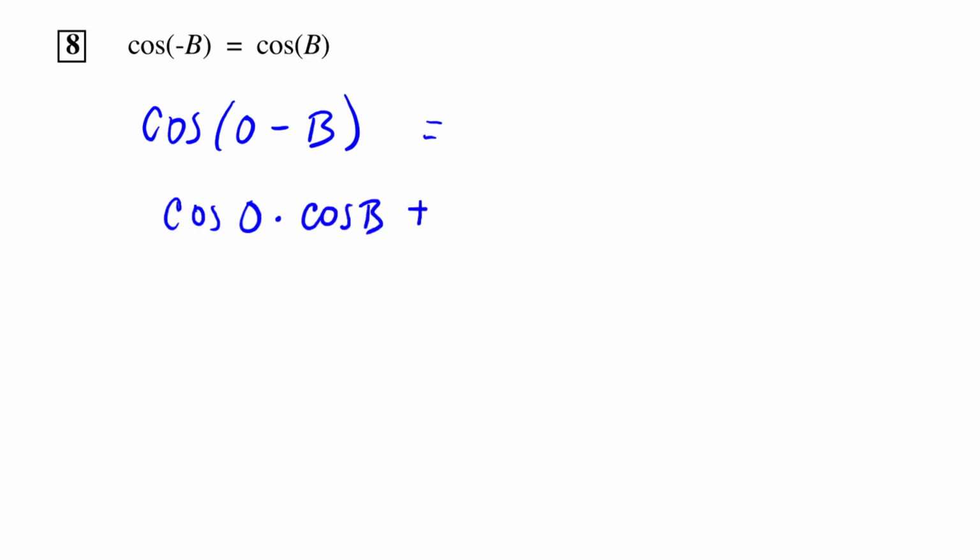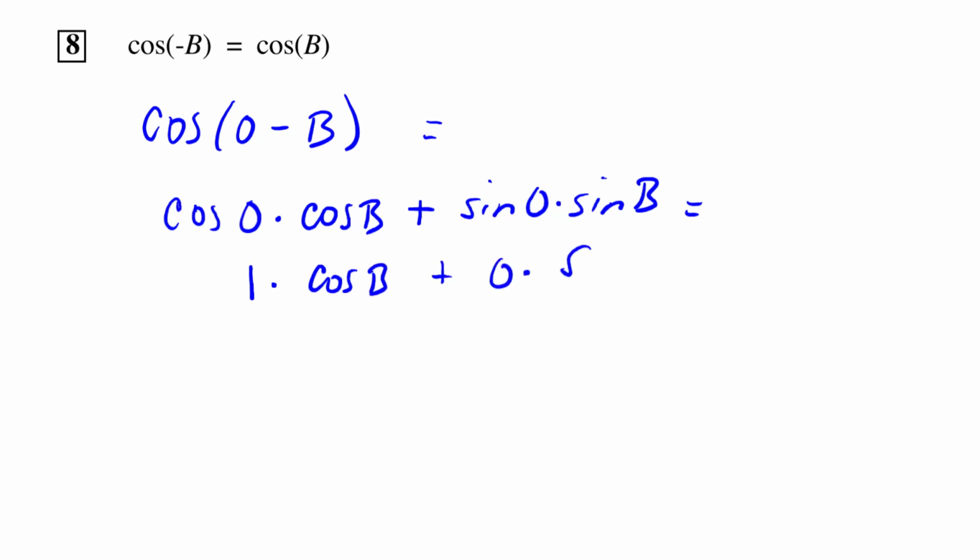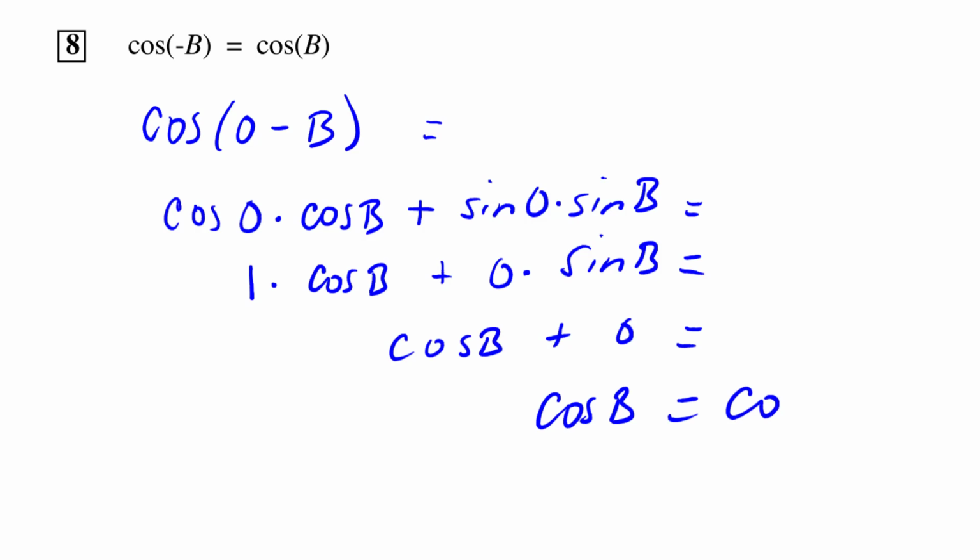plus sine of the first times sine of the second. Cosine of 0 is 1 times cosine b, plus sine of 0 is 0 times sine b. 1 times cosine b is cosine b plus 0, and you can see that that's equal to cosine b, which is what we were trying to get. So again, QED.